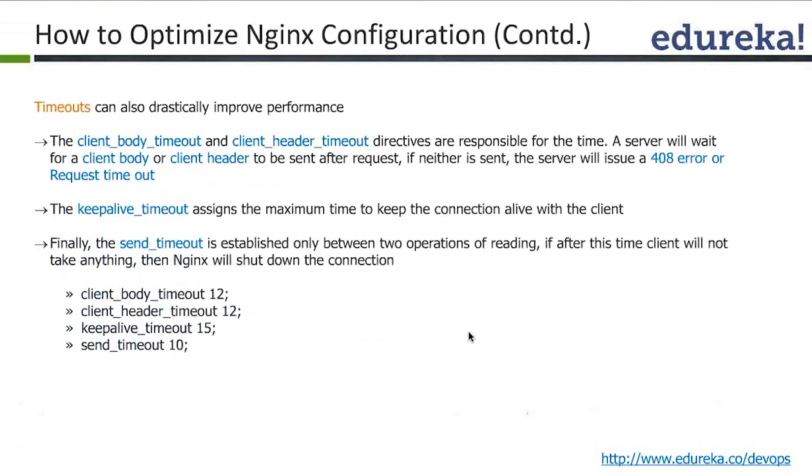Okay, so keep alive timeout assigns a maximum time to keep the connection alive with the client. And finally, the send timeout is established only between two successive write operations. If the client does not take anything in that time, then Nginx will shut down the connection. Okay, so these are the options that we can actually do.